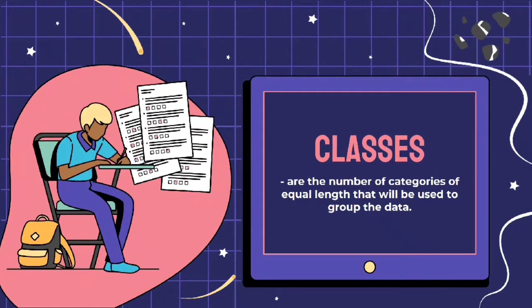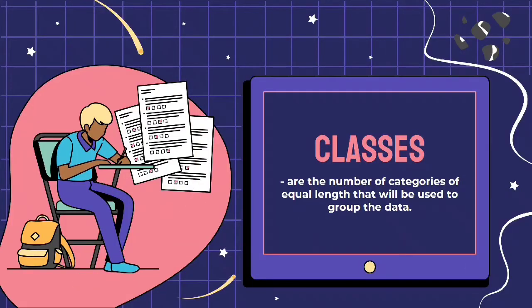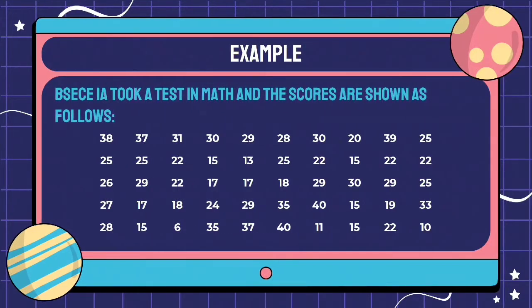Now, what are classes, they say? Well, these are the number of categories of equal length that will be used to group the data. When we say equal length, it means the intervals, or sometimes called width or class width, should all be the same. Again, to get the range, we subtract the lowest number from the largest number.